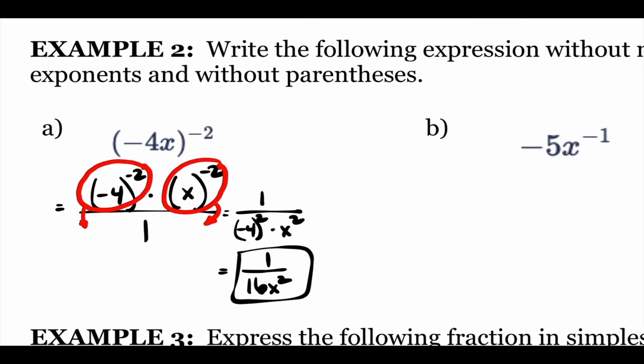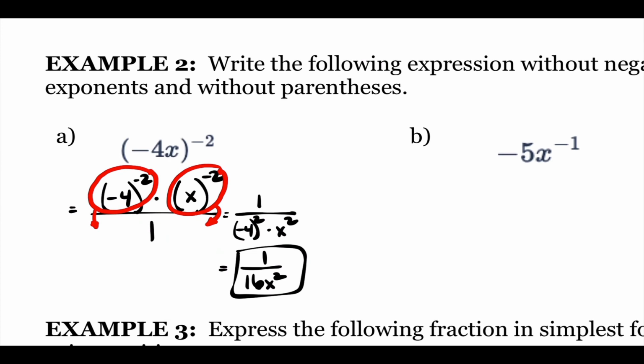Okay, so look at 2B. I know the -4 is a -5, and I know the power is different, but what else is different? There's no parentheses, right? So I don't have to do step 1. I only do step 1 when there's parentheses. So I have to do step 2.